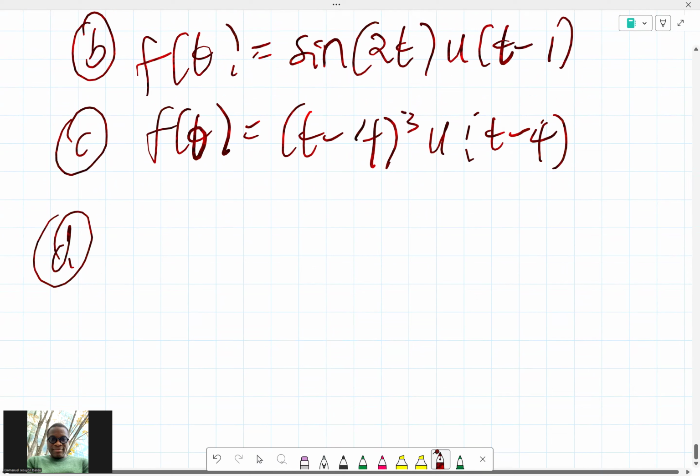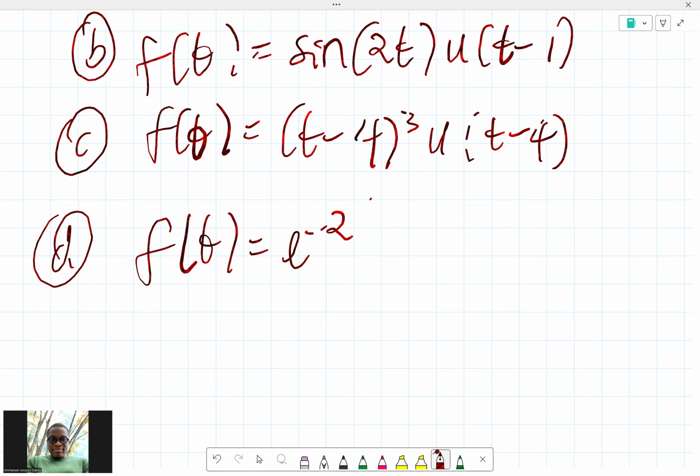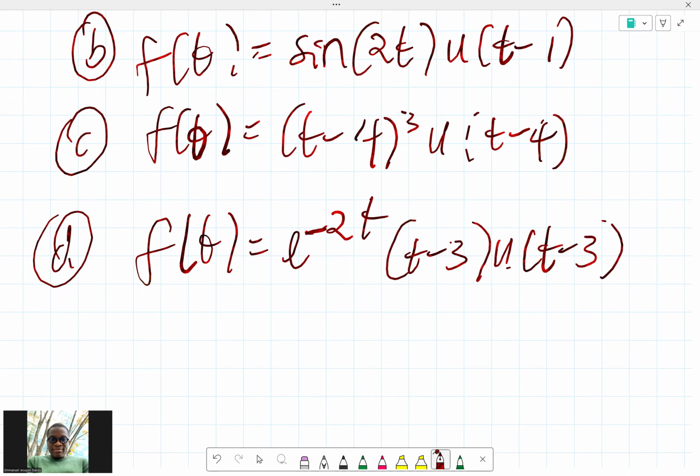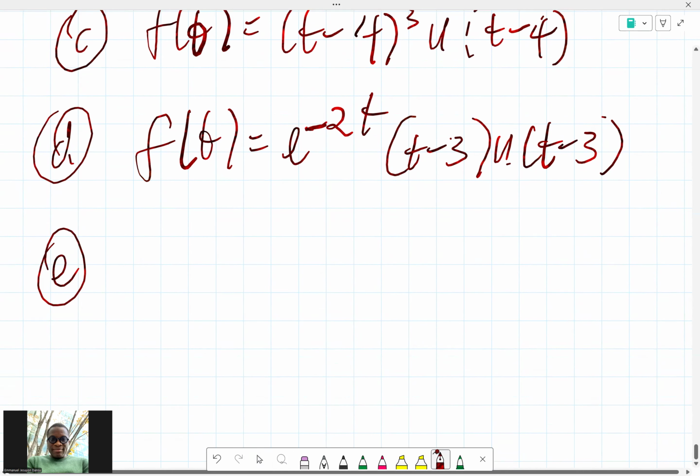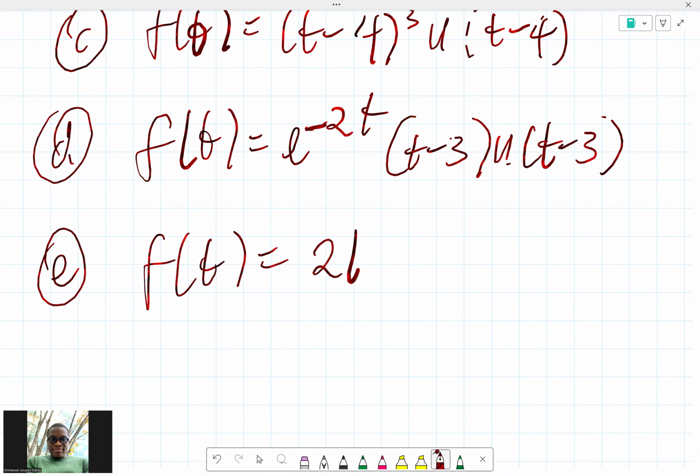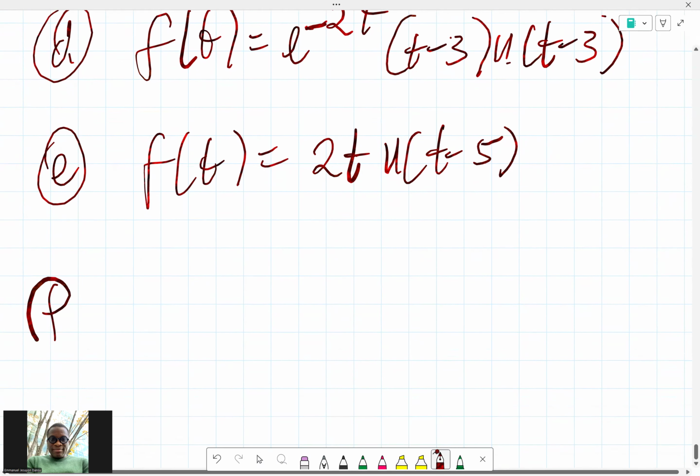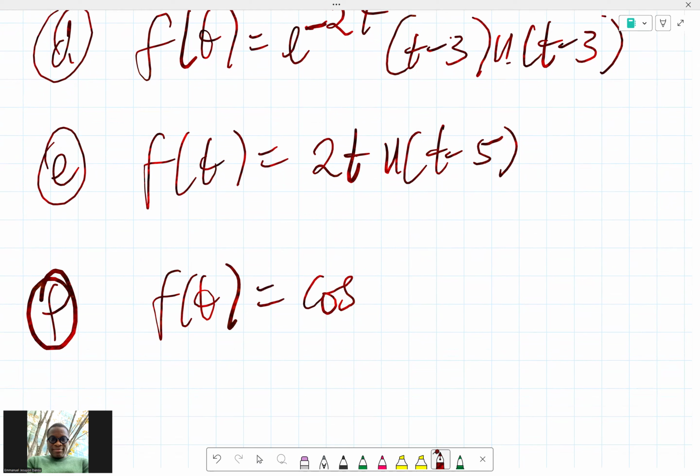Then D, f of t is e raised to power minus 2t, (t minus 3) u(t minus 3). You may want to consider convolution for some of them. Then we have f of t again, which is 2t, u(t minus 5). And I think lastly, we have f of t equals cos t, u(t minus 1).